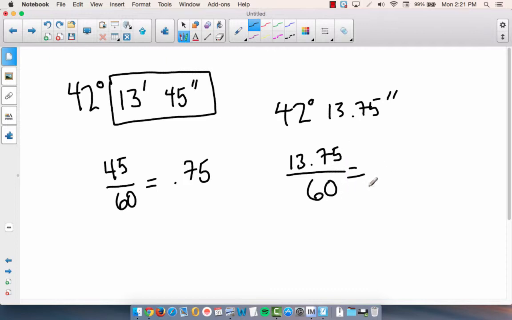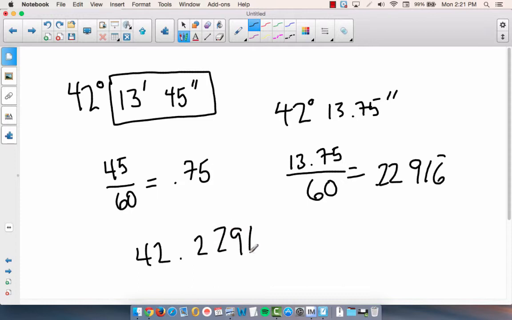If you are, you would get 0.22916 repeating. I'm going to add that to 42, and now I've converted degrees, minutes, and seconds to just degrees. So 42 degrees, 13 minutes, and 45 seconds is the same as 42.22916 repeating degrees. Now we're going to convert this into radians.